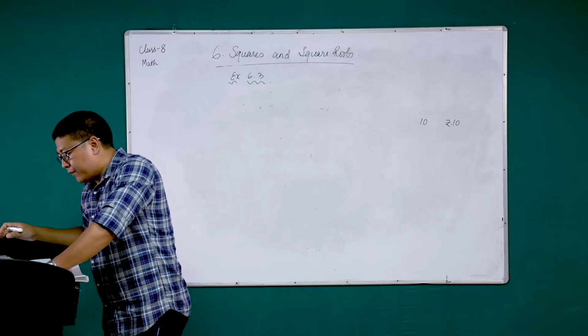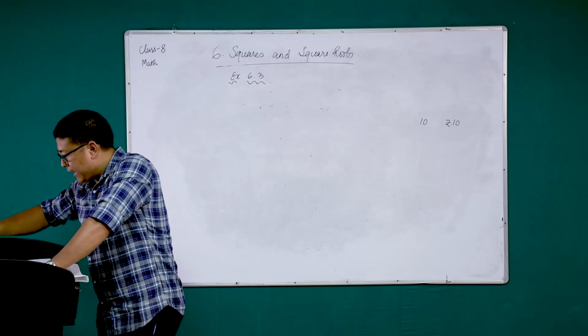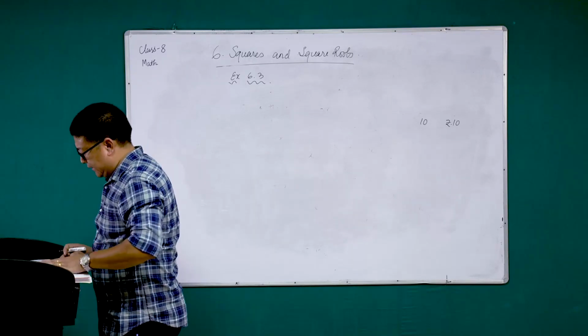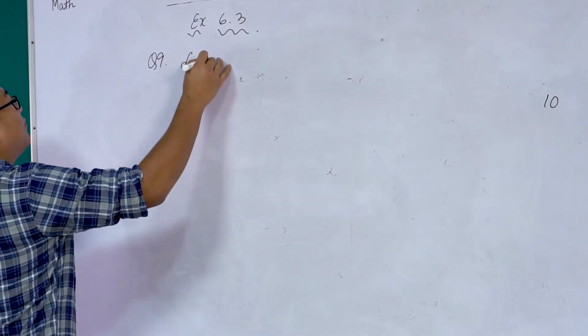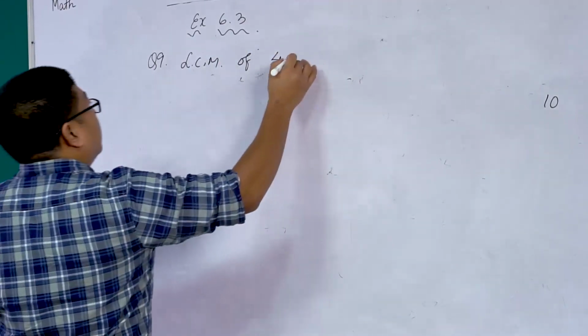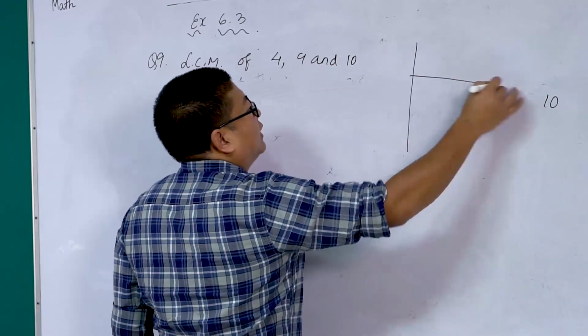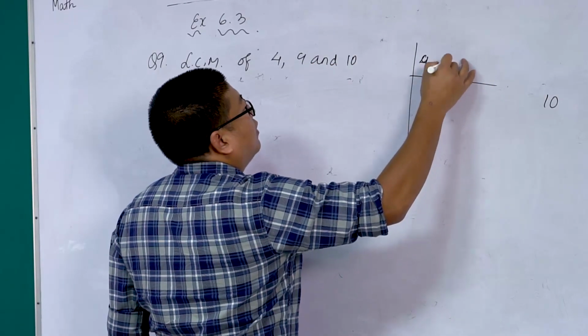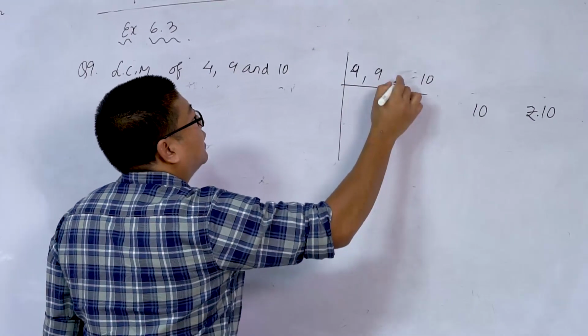Let me read it out for you. Find the smallest square number that is divisible by each of the numbers 4, 9, and 10. Now to do this, we have to find the LCM first. LCM of 4, 9, and 10. So to find the LCM, again we will factorize 4, 9, and 10.